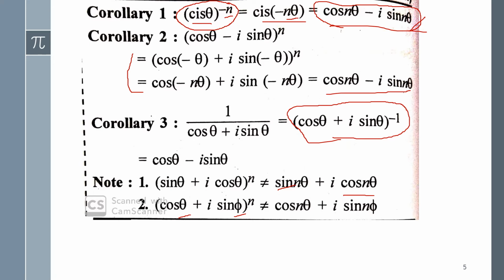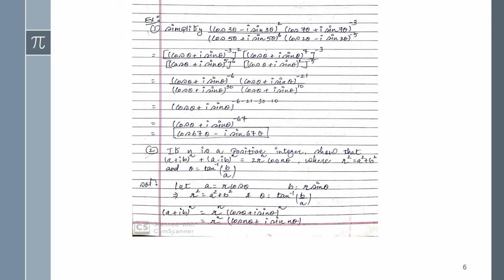And now we are going to start. See the first example I have written. Simplify. The question is given: cos 3 theta minus i sin 3 theta whole squared, into the bracket cos 7 theta plus i sin 7 theta whole raised to minus 3, upon cos 5 theta plus i sin 5 theta whole raised to 6, into cos 2 theta minus i sin 2 theta whole raised to minus 5. Okay, so in these examples definitely we will use De Moivre's theorem.